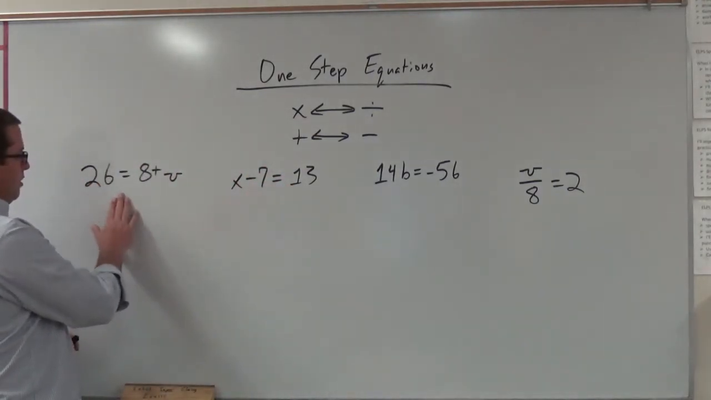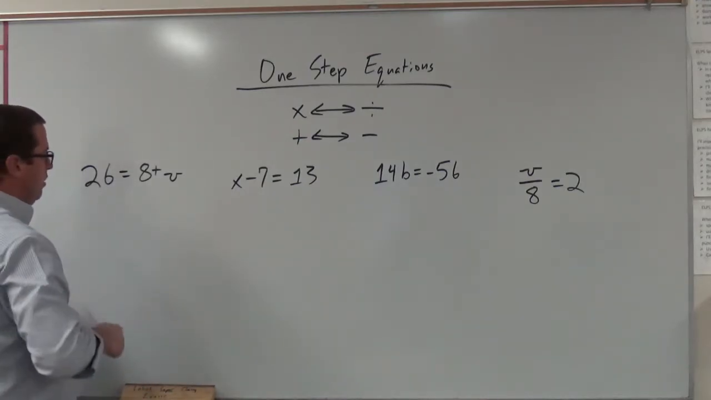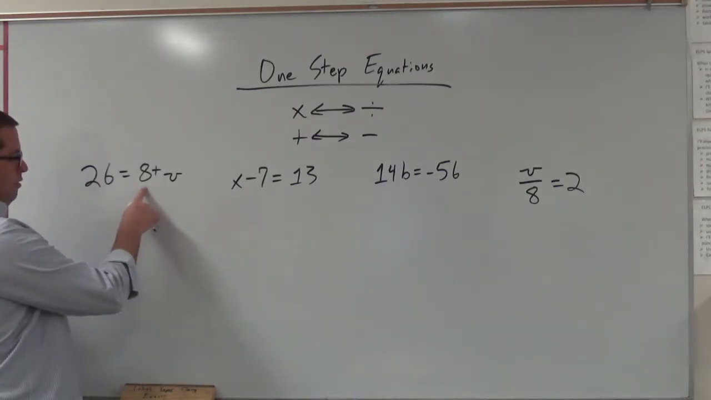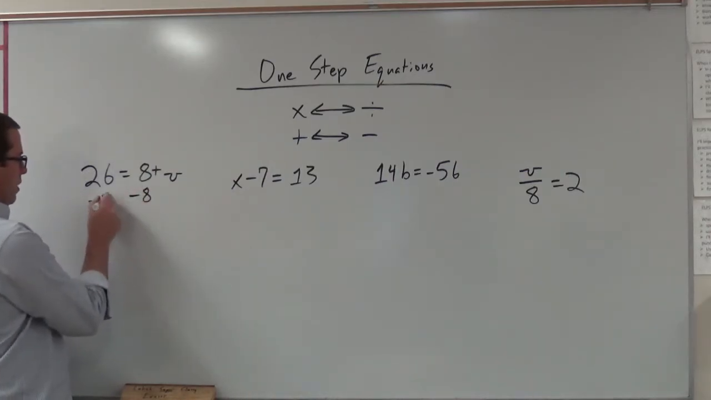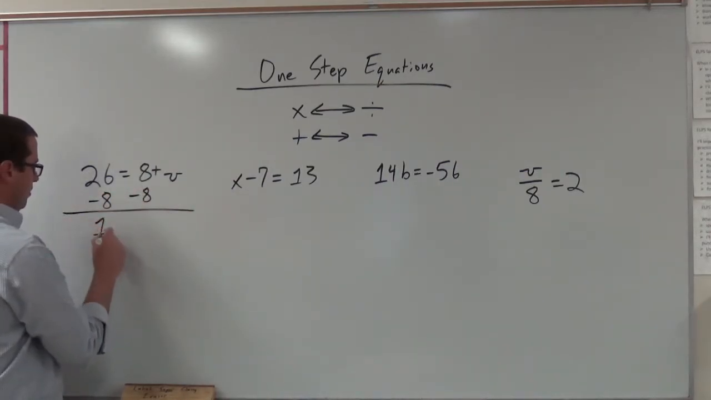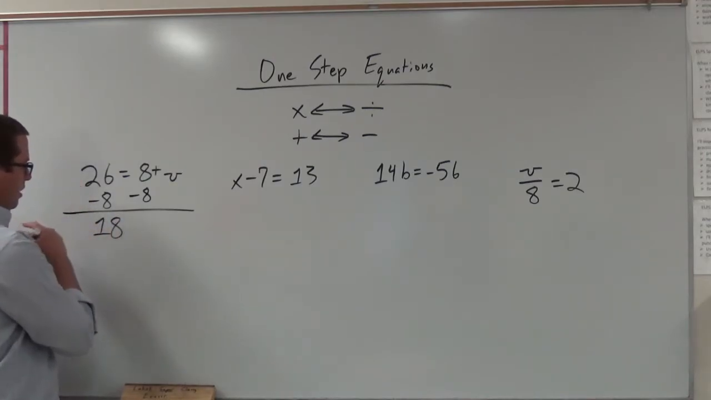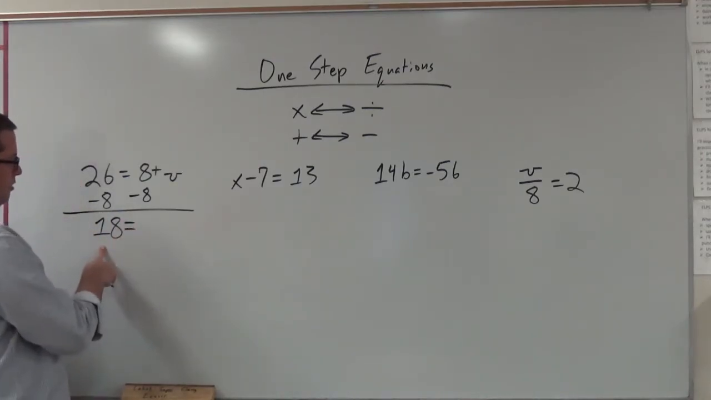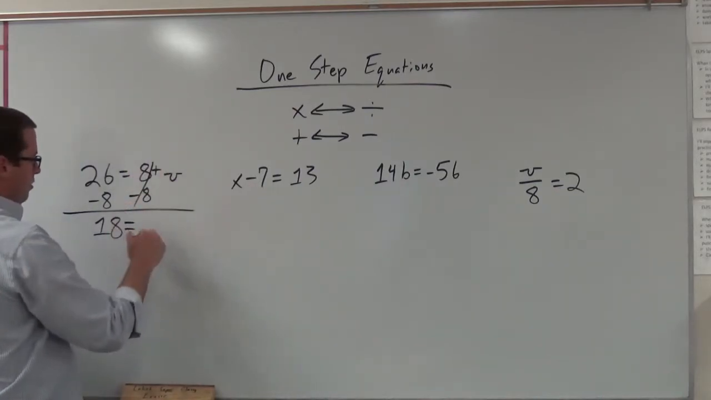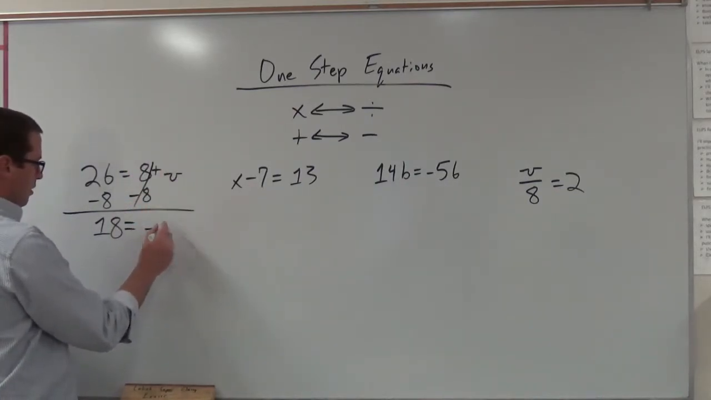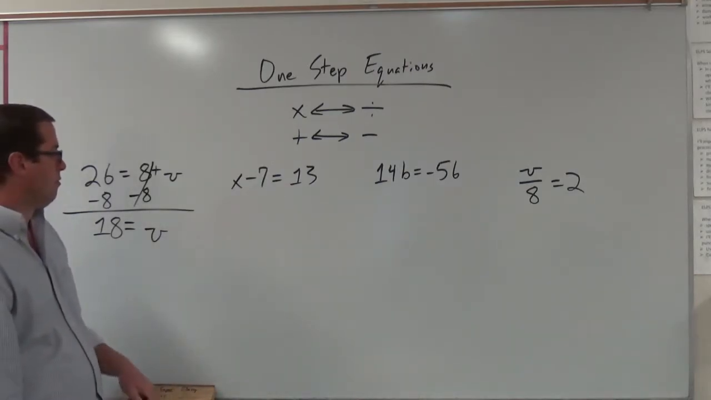Alright, so first, 26 equals 8 plus v. I'm adding 8 to the v, so I need to subtract 8, and subtract 8. 26 minus 8 gives me 18. My equals comes down. My 8's cancel. My v comes down. v is 18.